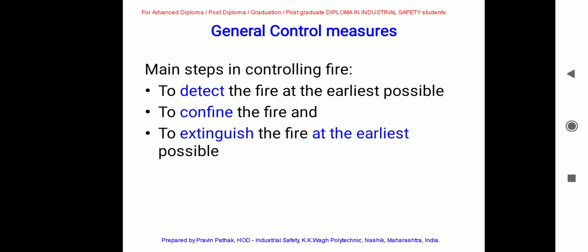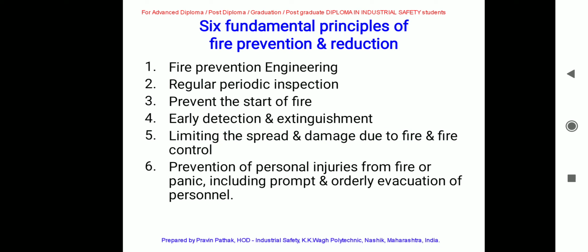Then the general control measures for fire are to detect the fire at the earliest, to confine the fire, and to extinguish the fire at the earliest. These are the simple general guidelines for controlling fire. Some 6 fundamental principles are given for fire prevention and reduction. Fire prevention engineering is one of the principles. Then regular periodic inspection, prevent the start of fire, early detection and extinguishment, limiting the spread and damage due to fire and fire control, prevention of personal injuries from fire and panic, including prompt and orderly evacuation of persons.